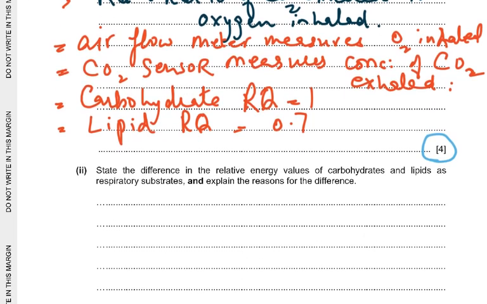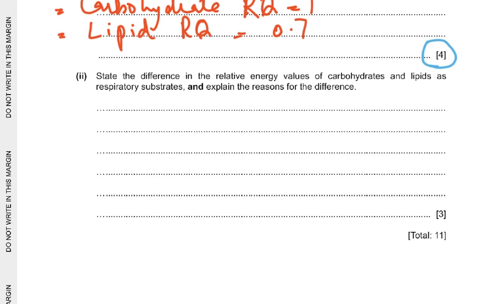Now coming to part 2 of the question: state the difference in the relative energy values of carbohydrates and lipids as respiratory substrates and explain the reasons for the difference. Now that's very simple. It's come in many questions, many papers. Lipid has a higher energy value. Carbohydrate is about 15 to 17 kilojoules per gram and lipid is 37 to 40 kilojoules per gram.